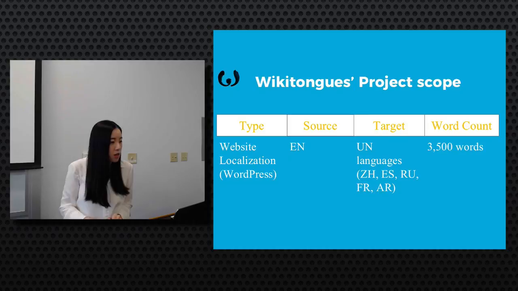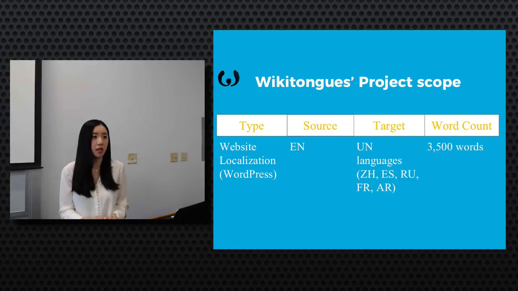As I mentioned before, we're going to do a website localization. The source language of the website was English, and they wanted to localize it into the UN languages. So we did Chinese, Spanish, Russian, French, and Arabic for them. The word count was 3,500 words in each language.